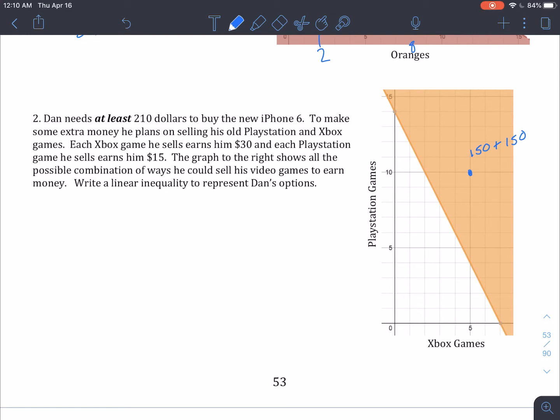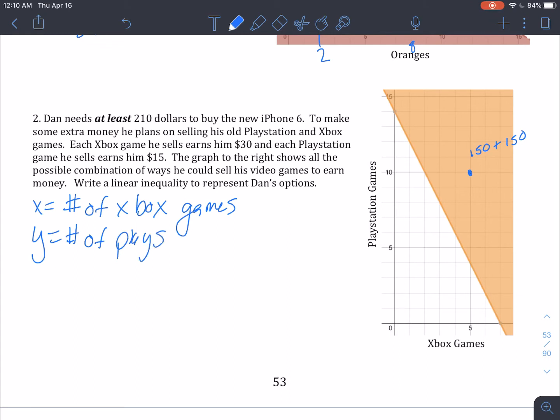There are many others. So for the linear inequality, we'll say x equals the number of Xbox games, and y equals the number of PlayStation games. We could say that 30x plus 15y is at least $210. That means the money he's earning has to be greater than or equal to $210, because at least could be exactly $210.